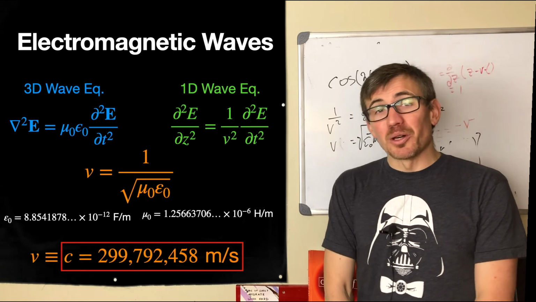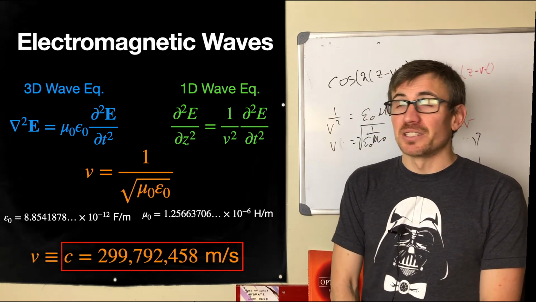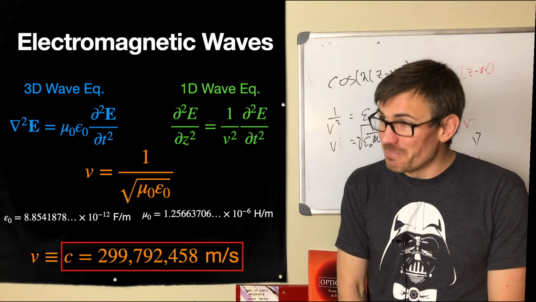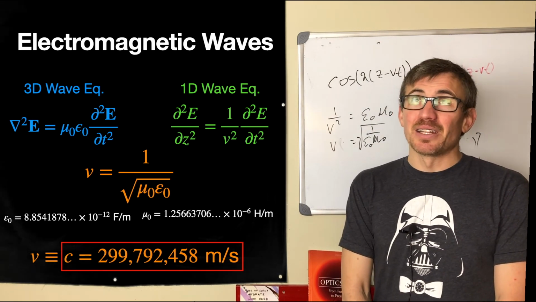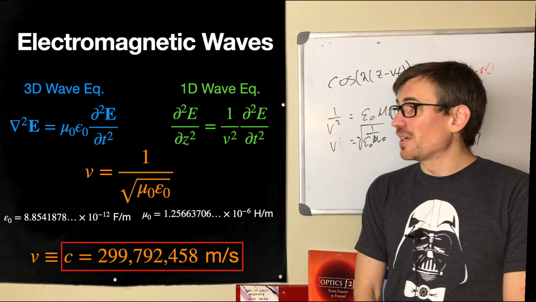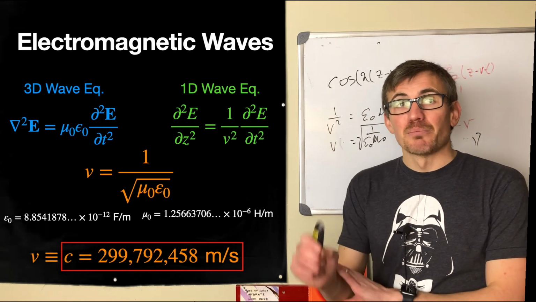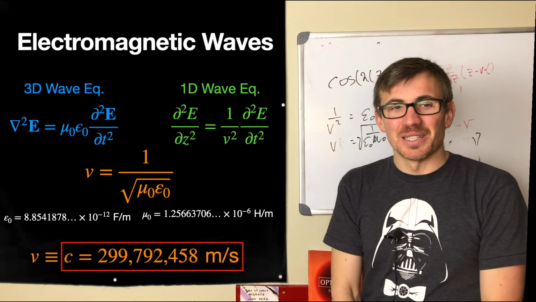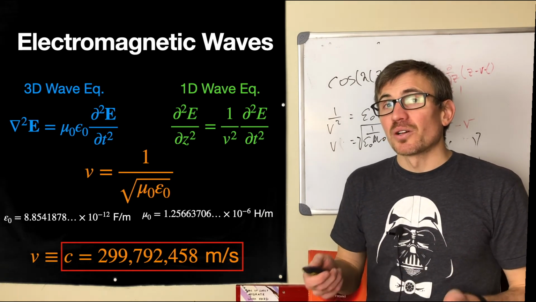c, which we call the speed of light, which is 299,792,458 meters per second. This is actually defined this way. Everything else is kind of defined around c. And this is a fundamental constant of nature.